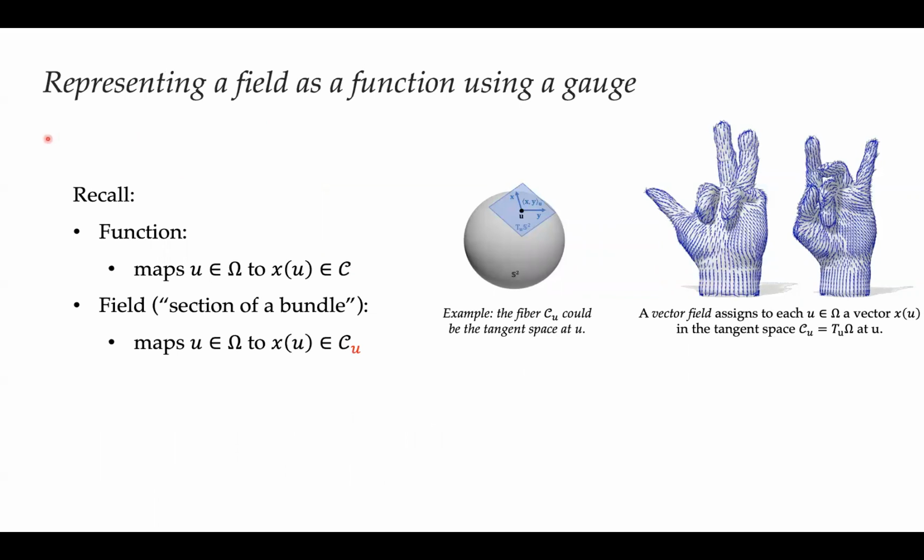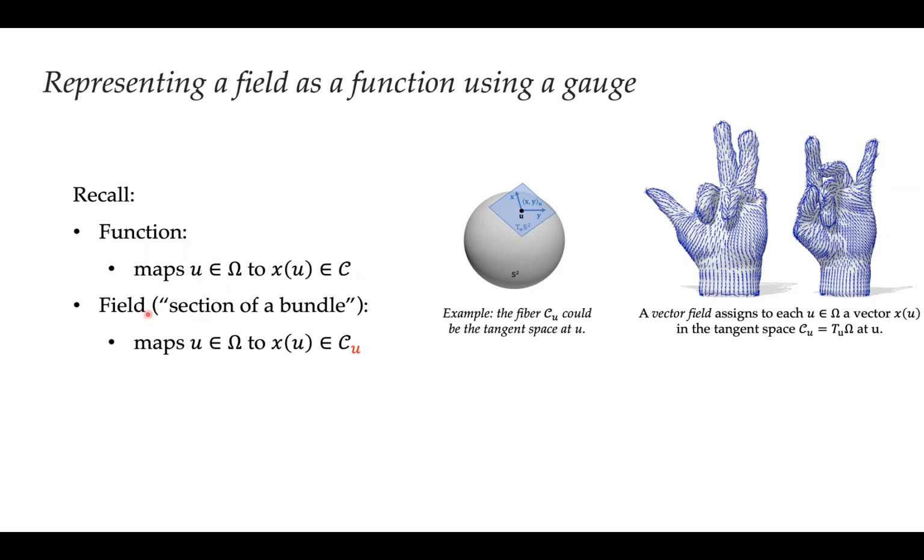All right, this is a recap from a previous lecture. So we recall that a function is something that maps a point U, and here we consider functions on omega. So it maps a point U in our domain omega to a value x of U in some feature space C. For instance, it maps the plane to an RGB value.